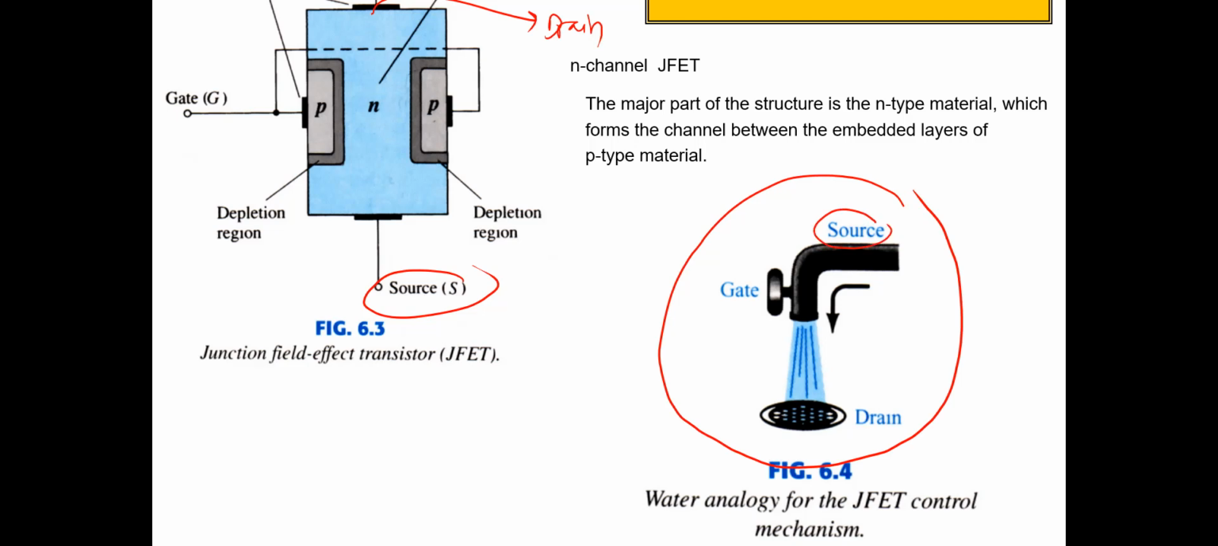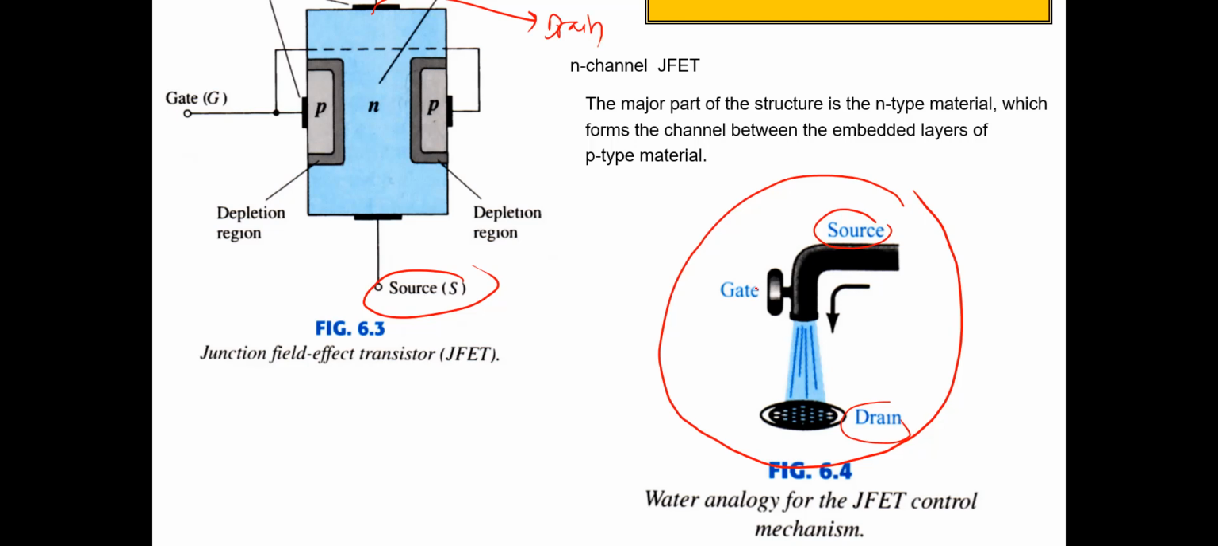So this is the source, this is the drain, and this is the gate. You can imagine that if we would like to control the water flow in this mechanism, we have to control the gate. The depth of the water will be smaller or larger, depending on how we control the gate. Okay, so this is the analogy of the JFET.